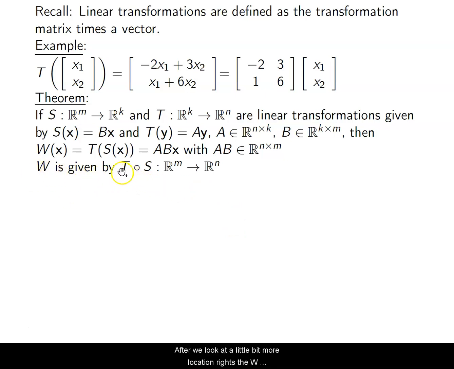So W is given by the composition of T with S. So T composed with S, or T of S. Hopefully you remember your composition notation from algebra and pre-calculus. The last one that you see is the first one to happen, or it's the one that gets plugged into the first transformation, or your first function.